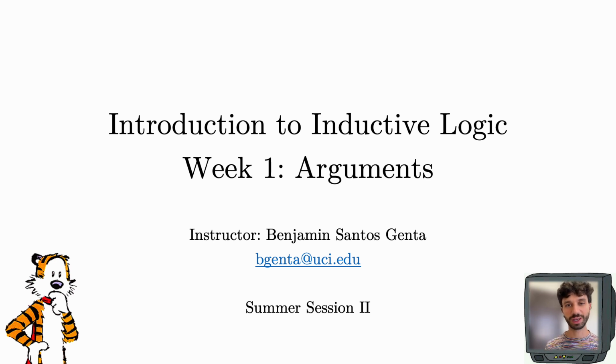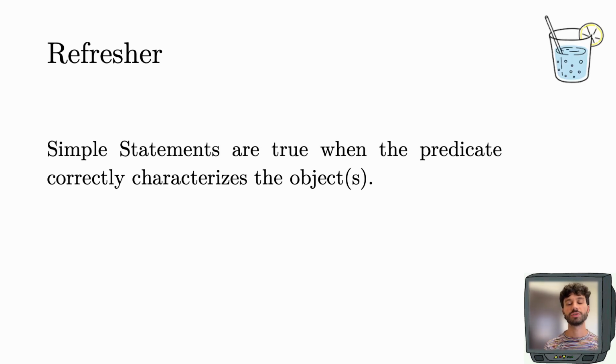Okay, so before we get there, let's get a quick refresher. We spent a lot of time in the past lecture videos and reading materials analyzing statements, and in particular figuring out when they are true. We saw that simple statements are simple, and so they're true just when the predicate correctly characterizes the object. Remember Piper, the dog? "Piper is a dog" is true just if Piper is a dog.